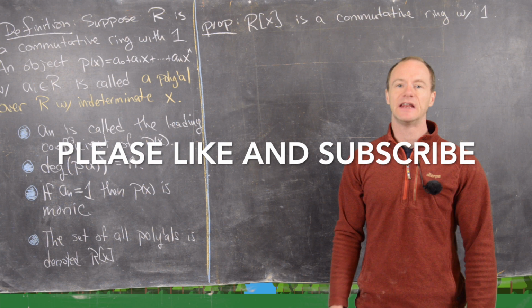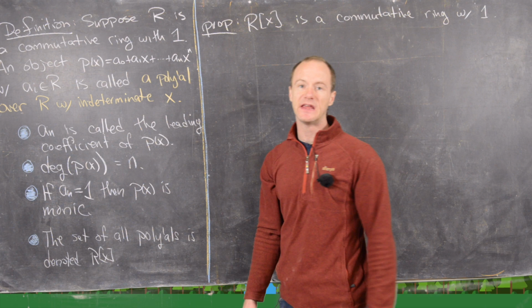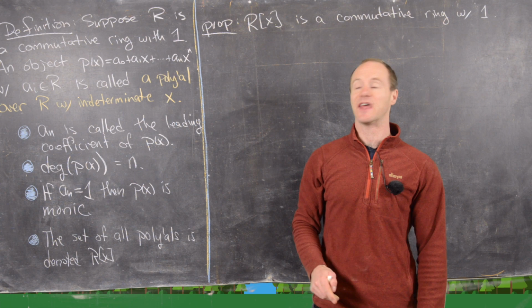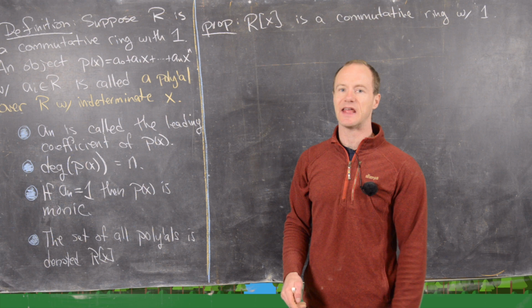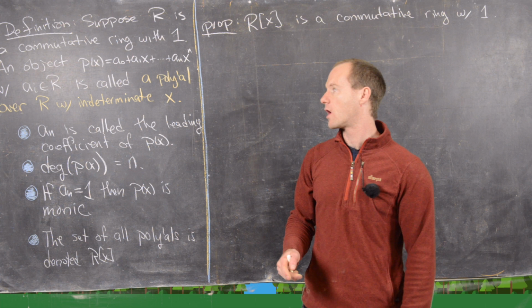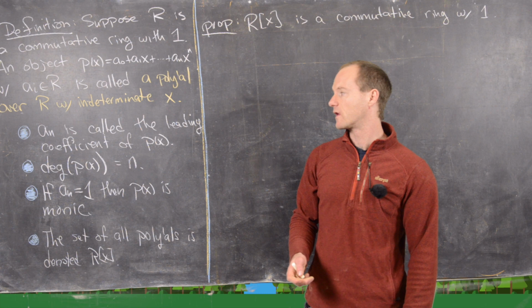And so an object called P of x, which is a0 plus a1 x all the way up to an x to the n, where all of these ai are in the ring, and I should say here that an is not equal to 0. That's called a polynomial over R with indeterminate x. Okay? And then an is called the leading coefficient of P of x.